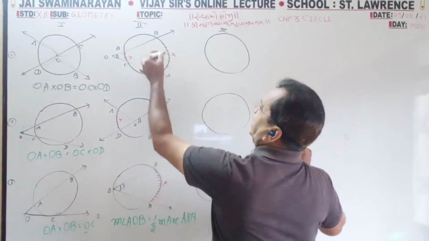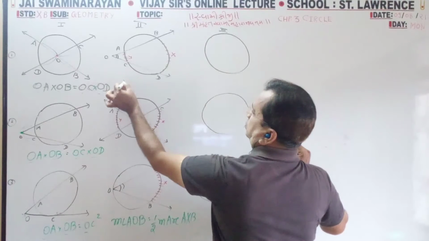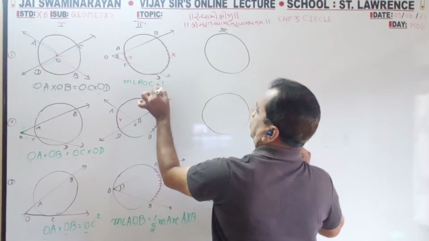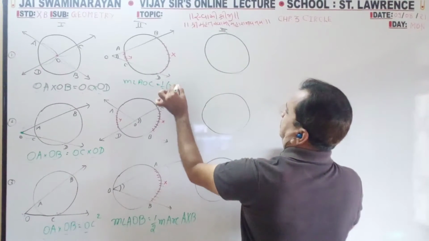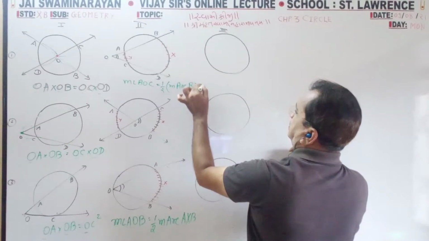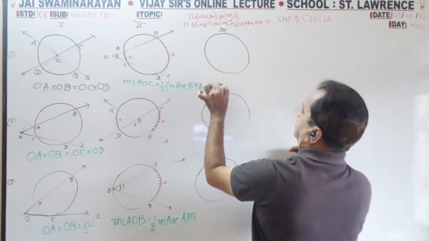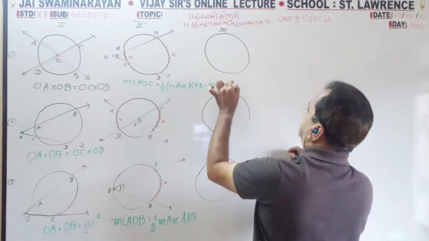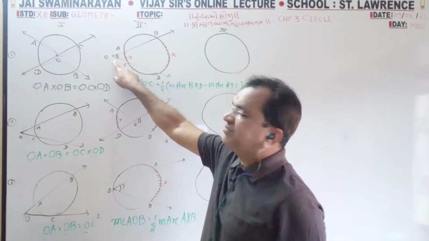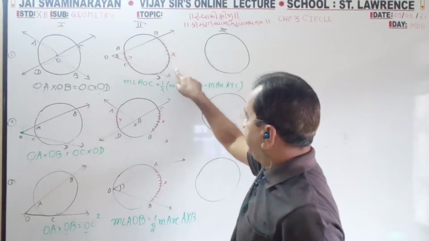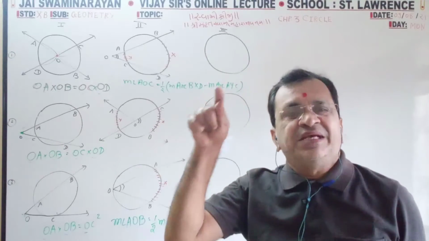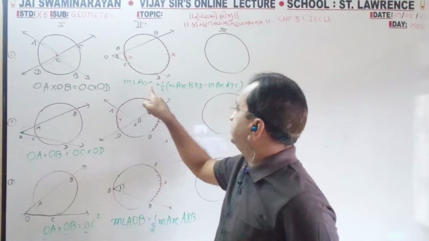Now, if it is outside, so measure of angle AOC is equal to half of major arc BXD minus arc AYC. Big arc minus small arc, make it half, that is this. Suppose it is 100, this is 20. 100 minus 20, it is 80. 80 half, that is 40.